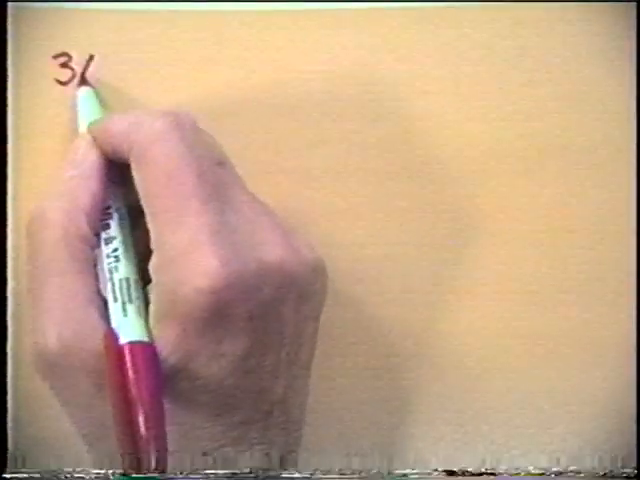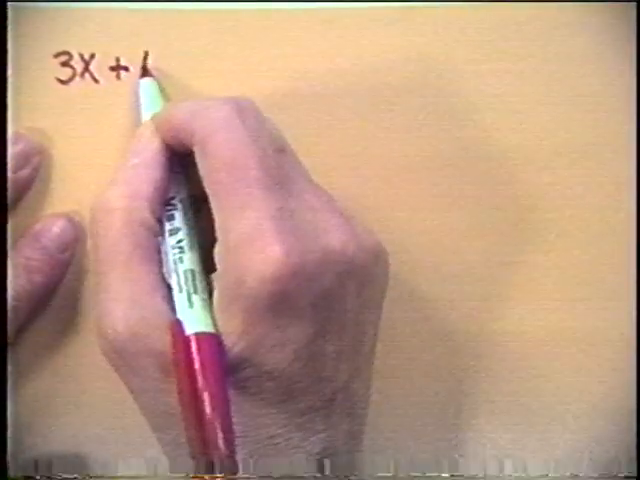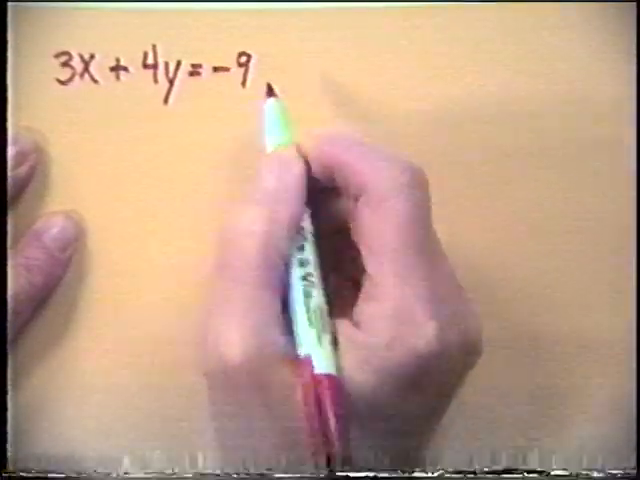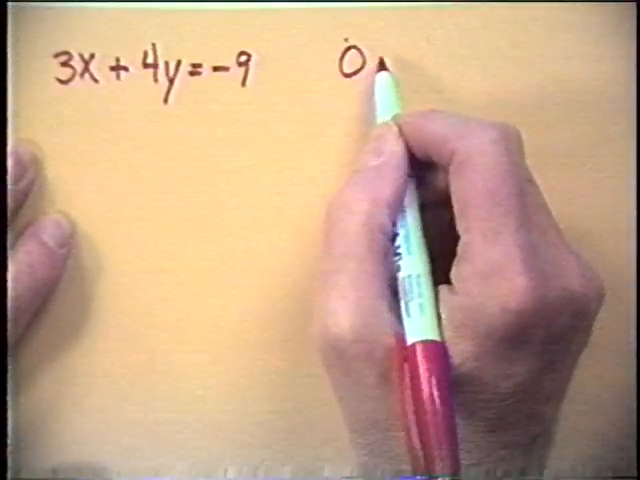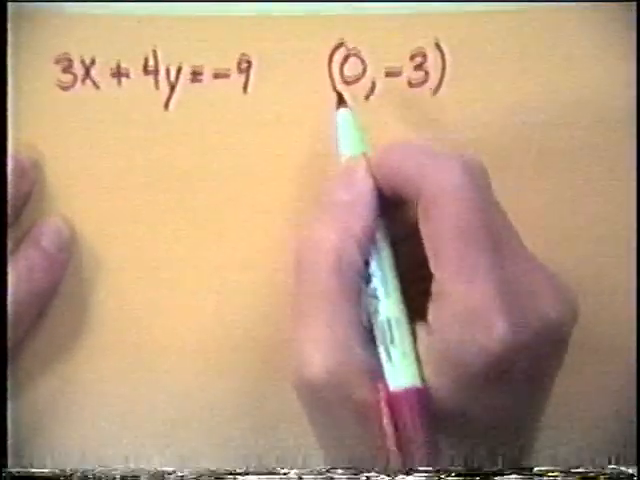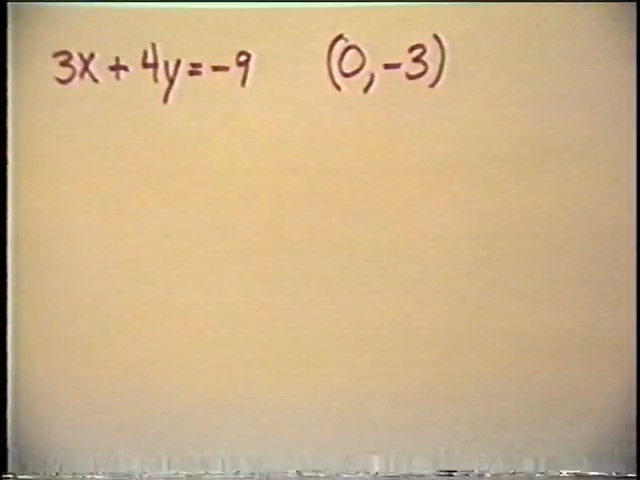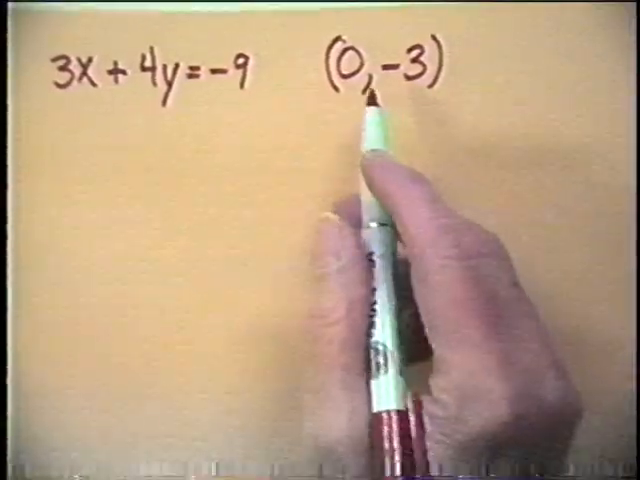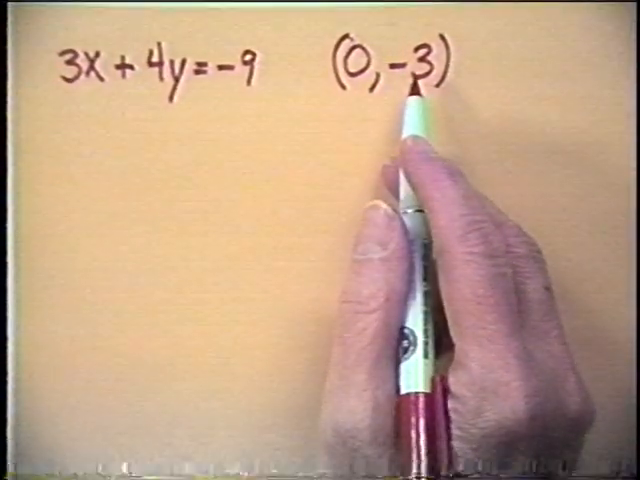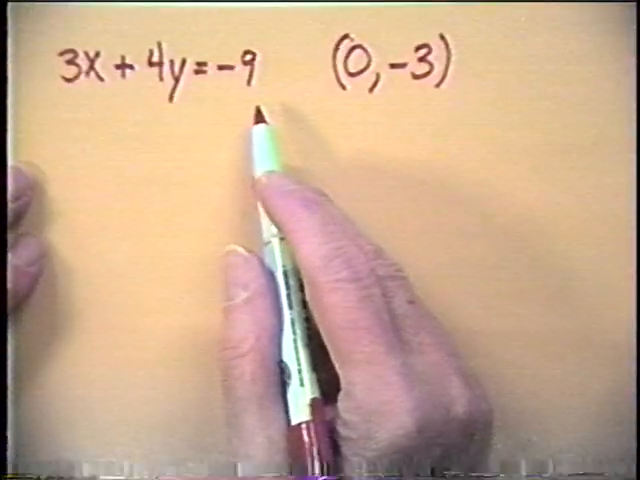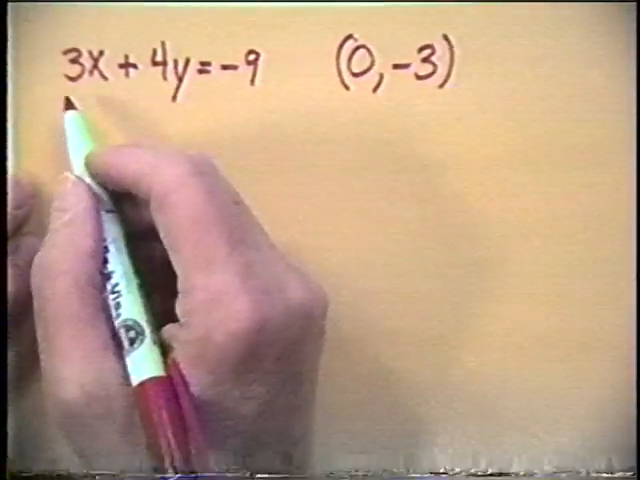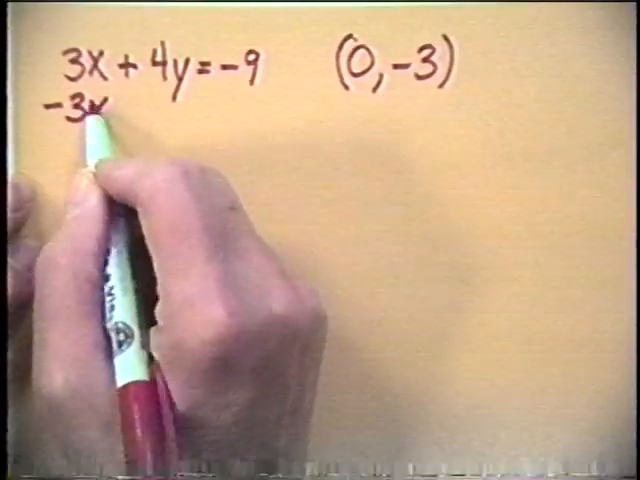Okay, number 52 says parallel to line 3x plus 4y equals negative 9. Y-intercept is 0, negative 3. Or you can say 0, negative 3. It doesn't matter. What we need is a slope and a point, either the y-intercept or any other point. And what we would need to do then is find the slope of this line. If we want it parallel to this line, what do we know about its slope? Has to be the same, right?